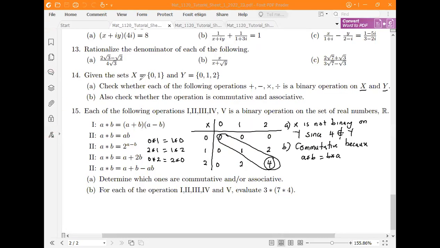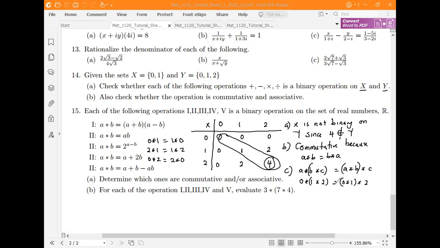Is it associative? You want to check if A star B star C is the same as A star B star C. The difference is you want to check if this is the same as this. Put the bracket. So let's pick 0 star 1 star 6, or 0 star 1 star 6.